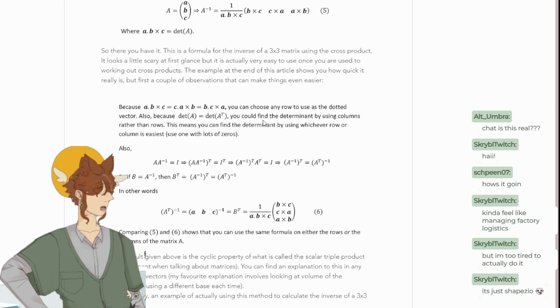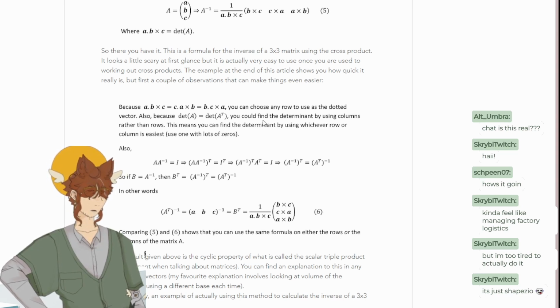It's just Shapes.io. I really want to play it, but it wasn't on Steam somehow. Like I couldn't find the demo for it. I want to try it though.